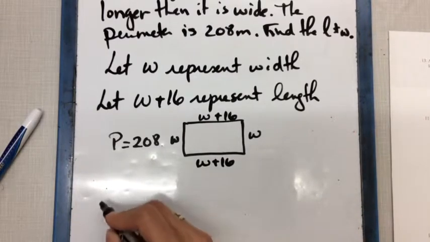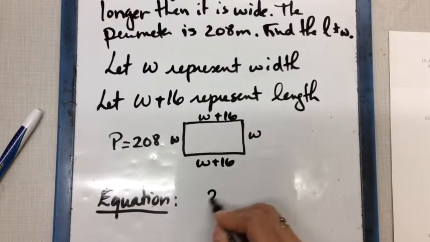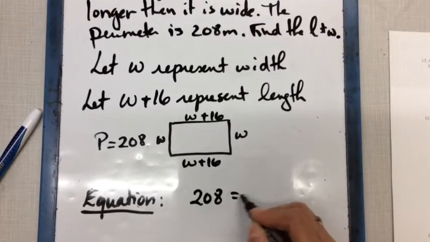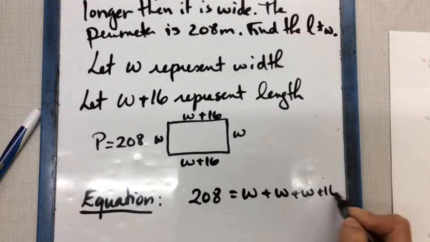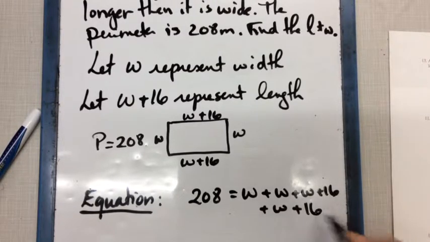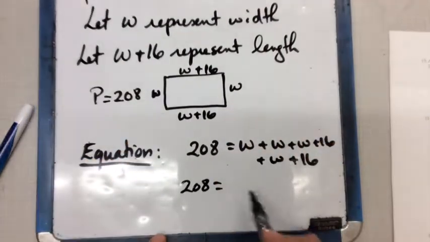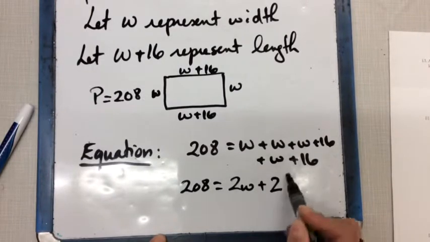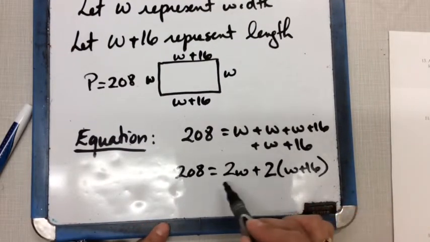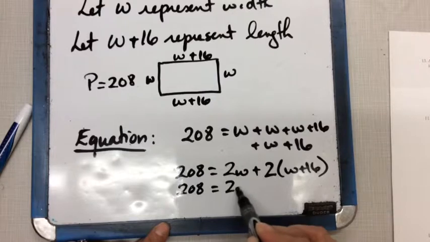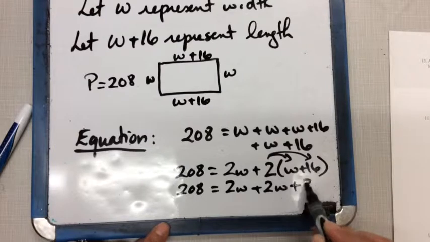So I can make my equation. 208 is equal to W plus W plus W plus 16 plus W plus 16. Or I could have written 208 is equal to 2W plus 2(W plus 16). Okay, because I know how to do that, I can put them together. And so 208 is equal to 2W plus, and let's use distributive property, 2W plus 32.